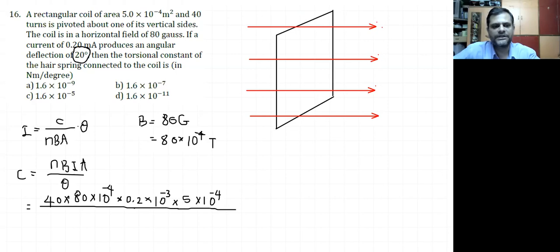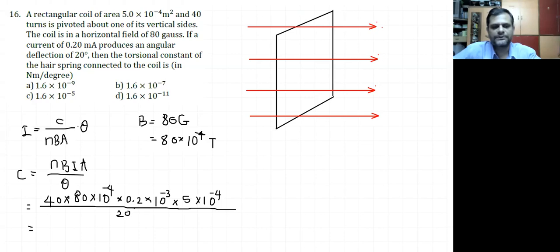Okay, so keep it in degree only because we want the torsional constant to be in Newton meter per degree only. So therefore डिग्री को ऐसे ही रखो. अगर यहाँ पे रेडियन में चाहिए होता तो फिर हम उसको रेडियन में कन्वर्ट करते थे. तो just keep it as it is in degrees here.